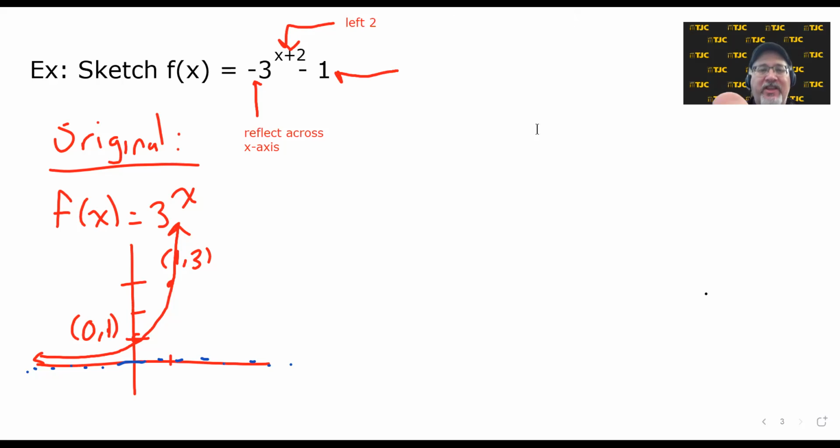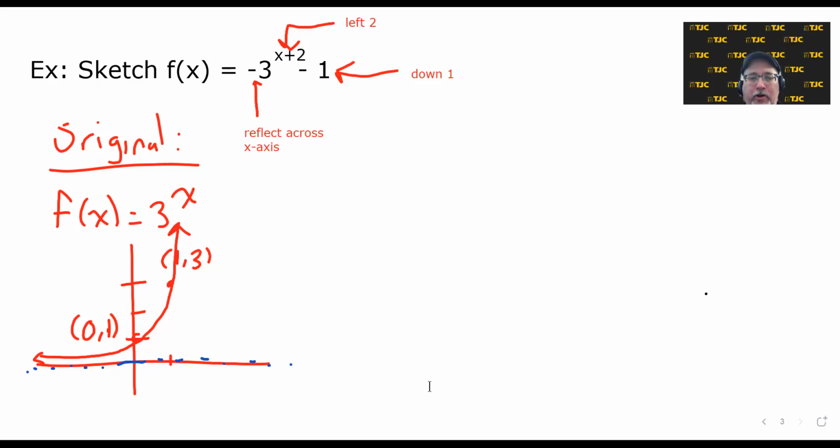And what does a -1 at the end do? Well, a -1 at the end causes it to move down 1. So to get the new graph from the original, we have to pull off all 3 of these moves. We have to reflect, move left 2, and down 1. The question is, in what order do we do them? In general, you do your reflections first and then your movements second. So let's start with the reflection and then we'll move everything. In order to do this, we're going to try to keep track of the base point, the y-intercept, and the asymptote.